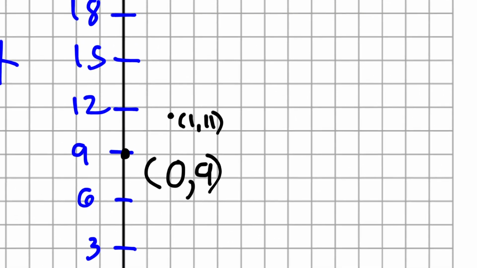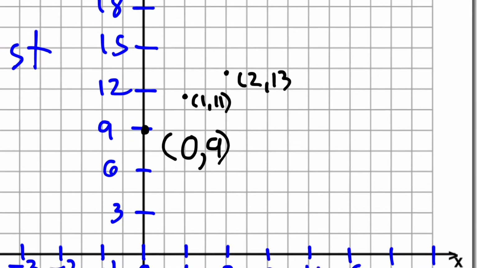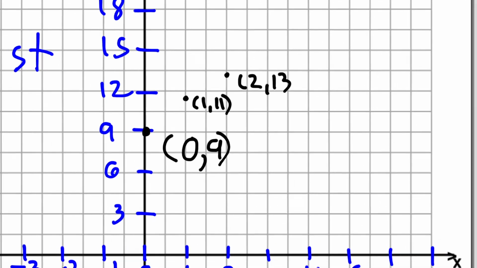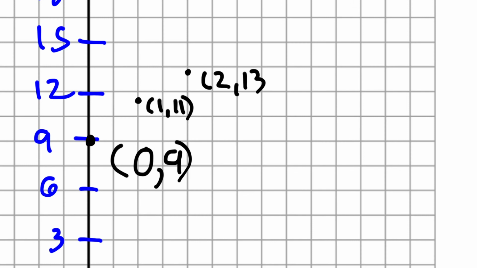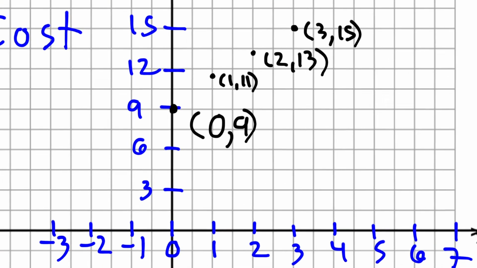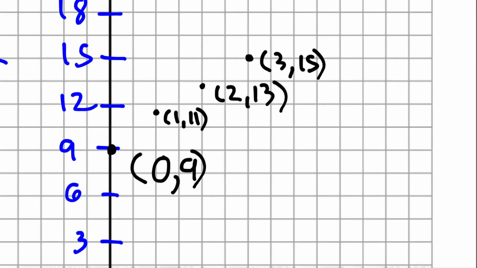So 2 and 13. It's going to go right about there. Call that (2, 13). And then our last point is 3 and 15. So we go across 3 and up to 15. And there's our last point right there. Call that (3, 15). Oh, I forgot my parentheses there. And you can see we get another straight line graph. We get another linear relationship.